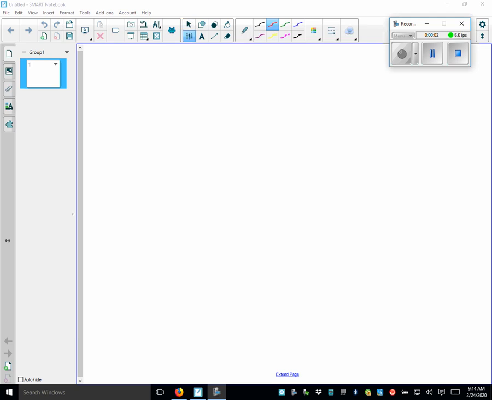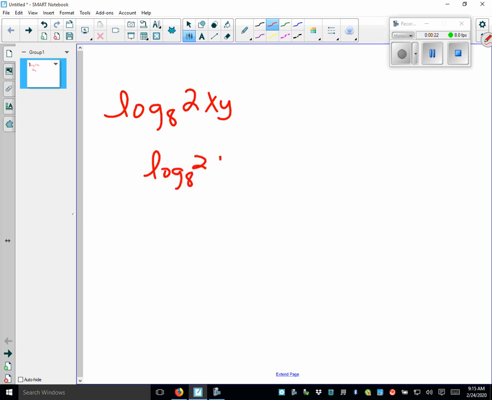Okay, so if I give you log base 8 of 2xy, what is the expanded form? Is that when you break it up like log base 8 of 2, plus log base 8 of x, plus log base 8 of y? That's expanded form.